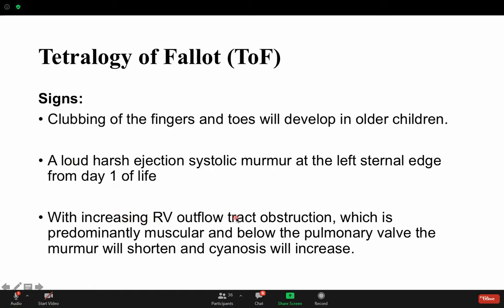إذا زاد ال right ventricular outflow tract obstruction زي ما شرحنا، ال murmur will shorten and cyanosis will increase. واضح؟ الميرمر بتصير أخف بس السينوسيس بيزيد.